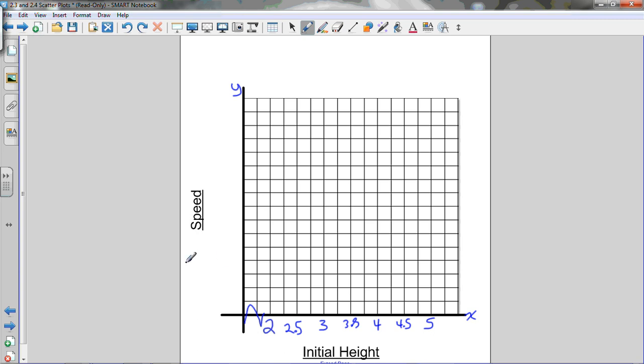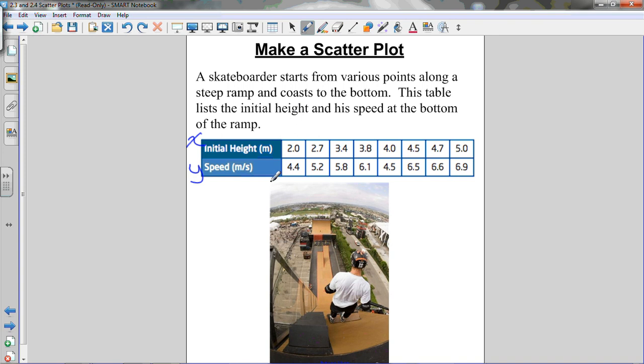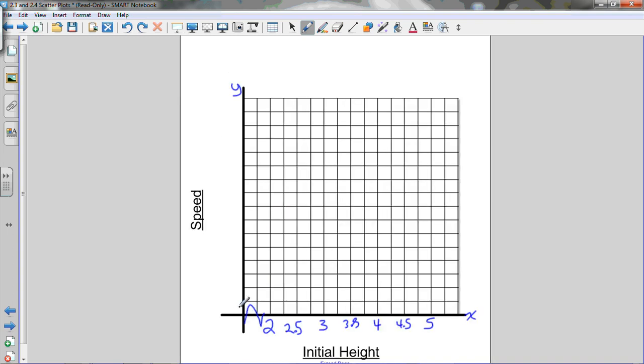Now I need to figure out my scale for the speed. So his speed ranges between, I need to find my lowest and my highest data point. It ranges between 4.4 and 6.9. So I need my scale to go between about 4 and 7, just to make sure I have enough room. So once again, I'm going to put a little break in here. That way I can start not at 0. I'm going to start at 4.